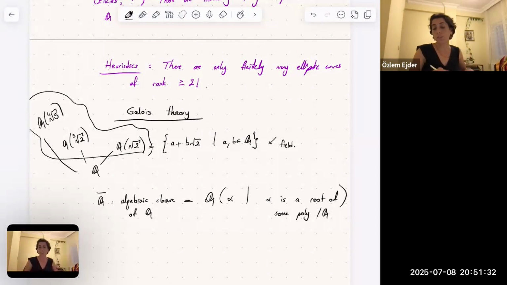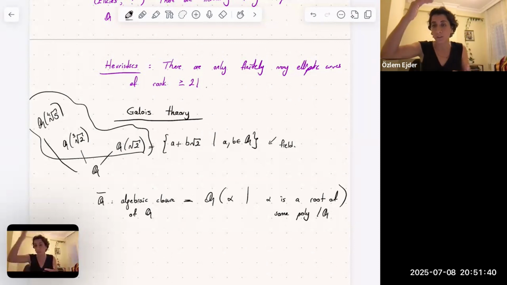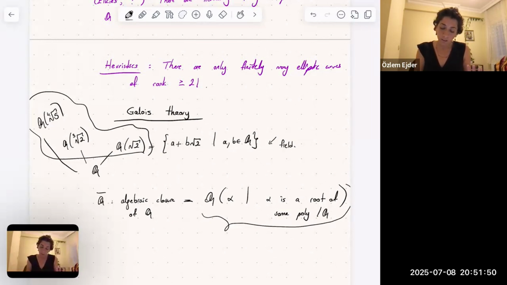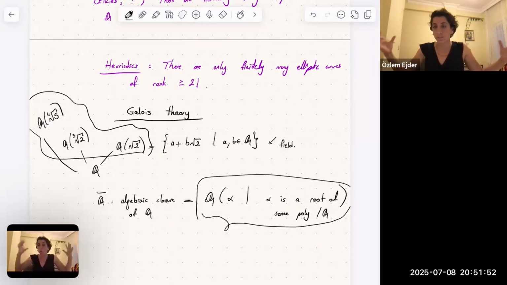Okay, so in this case, this is just a single variable polynomial, degree 3, degree 5, degree 7, whatever it is. I take all the roots. They all live in the complex numbers, right? I know that complex numbers are algebraically closed, so every polynomial has a root there. So I take all of them, and then I get this huge set. This is called the algebraic closure.